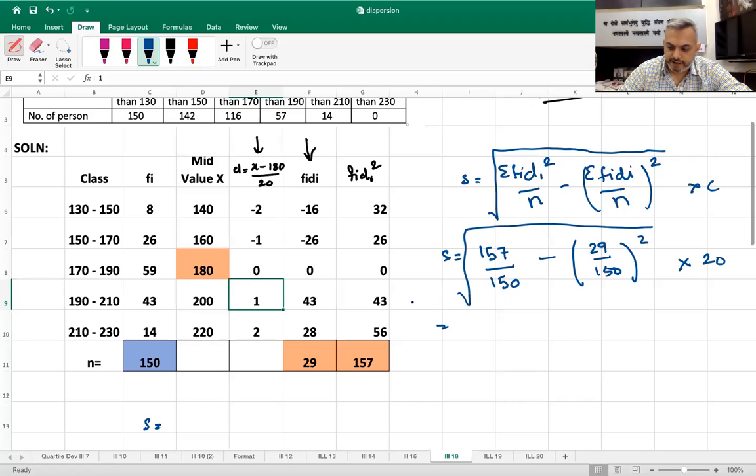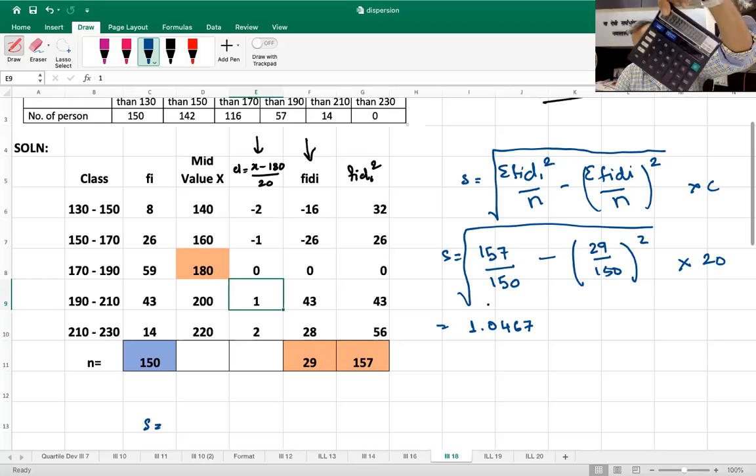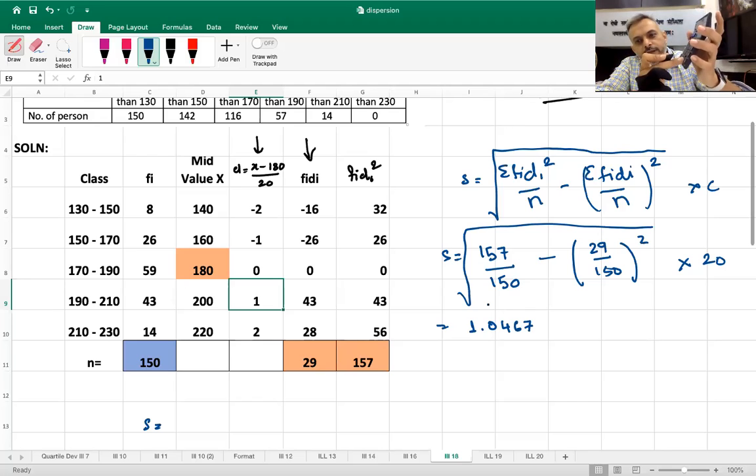157 divided by 150 is equal to 1.0467, and 29 divided by 150 is equal to 0.1933333. To find the square, very simple, you press into and then press equal to, and you will get the square of it. So minus 0.0374.